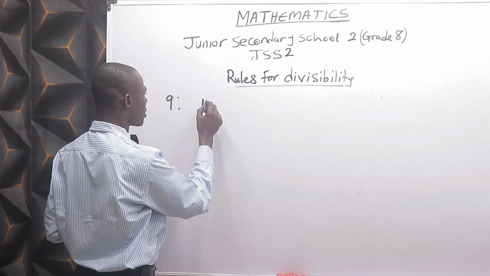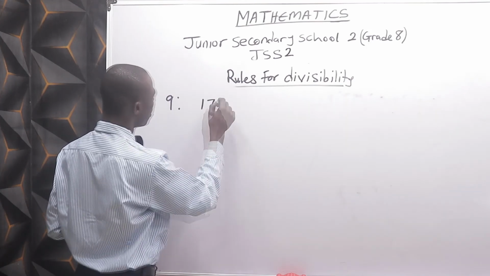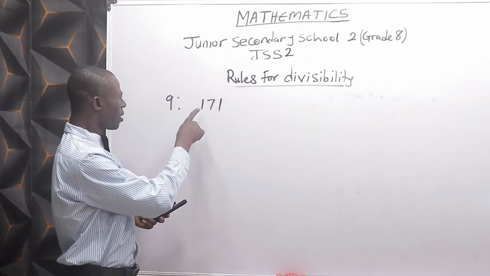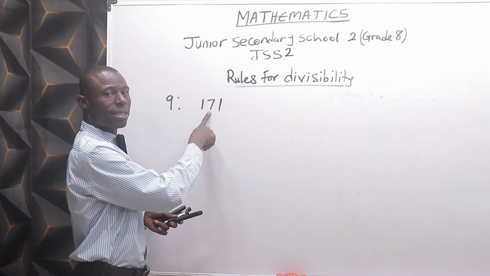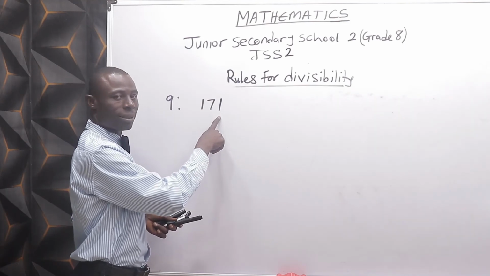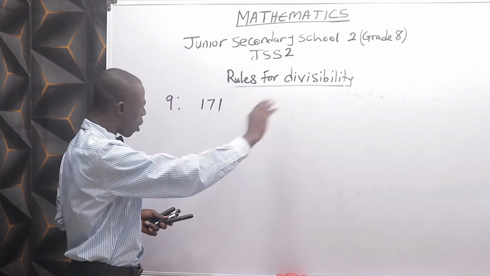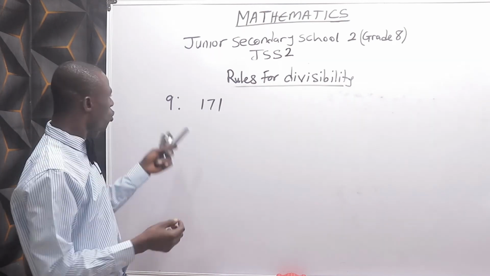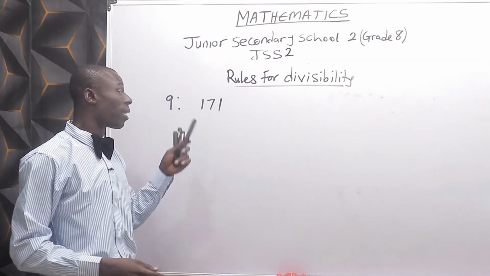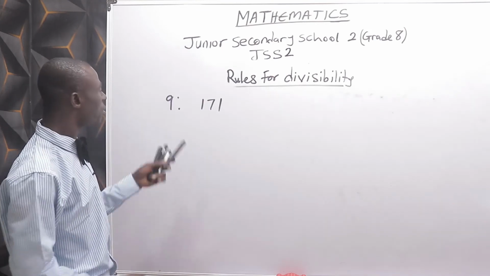Let's form an example. 1, 7, 1. You can see 1 plus 7 is 8. 8 plus 1 is 9. The sum of these digits is exactly divisible by 9. Definitely 171 is exactly divisible by 9.